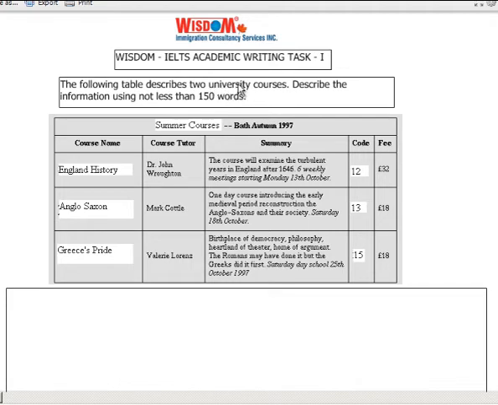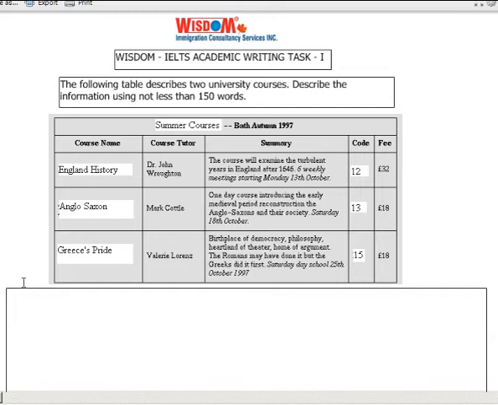Now remember, every writing task should have a proper introduction, a middle body, and a final conclusion. The introduction will introduce the reader to what we are going to write in the body. The body will contain the entire information, and the conclusion will summarize whatever information we have provided.